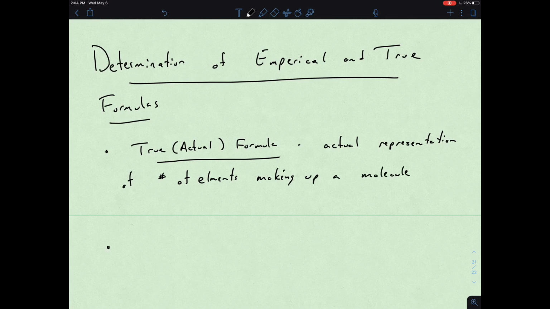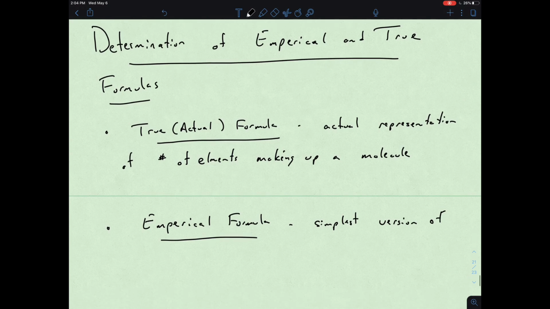And then we have the empirical formula, which is the simplest, or the simplest version of the true formula.